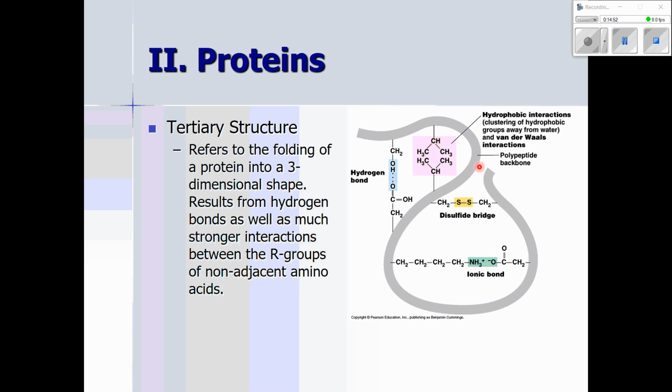But sometimes there's even stronger bonds, like a disulfide bridge, which is a sulfur atom covalently bonded to another sulfur. Some R groups contain sulfur. Or maybe even an ionic bond. And there are other types of bonds that can hold this folded three-dimensional protein into its shape.